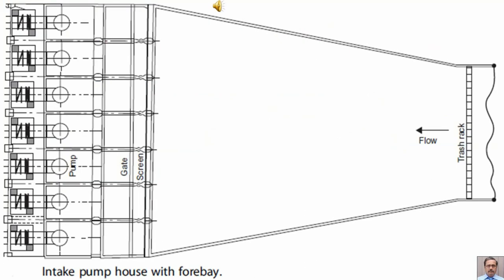This diagram shows top view of intake pump house with 4 bay. These are the pumps, these are gates, these are screens, this is the 4 bay, this is the trash rack. The water flows in the direction as shown.